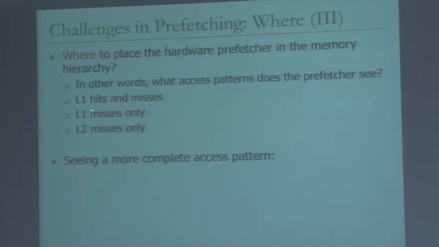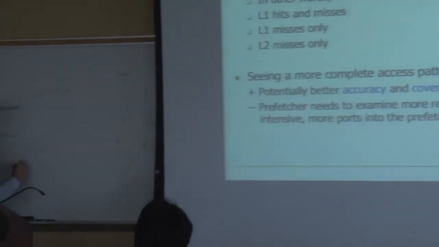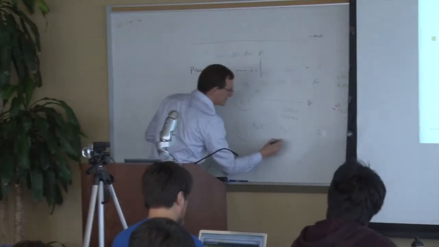Whereas if you're exposed to all of these accesses, maybe you have a much more complete access pattern. Seeing a complete access pattern leads to potentially better accuracy in prefetching, because you don't have gaps. For example, you're accessing cache block A, A plus 1, A plus 2, A plus 3 at the L1 level. But at the L2 level, maybe you see A, A plus 3, A plus 5, A plus 8, dot, dot, dot.